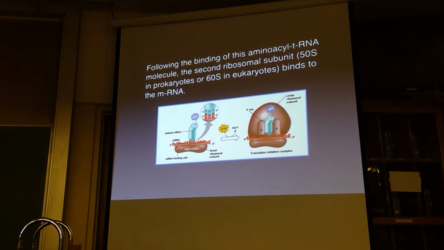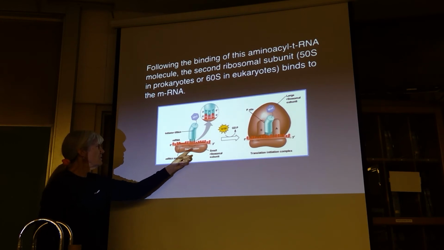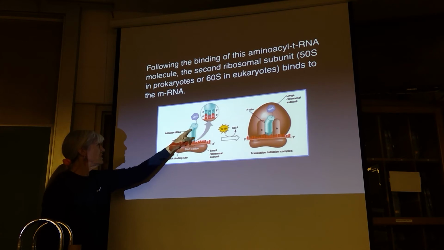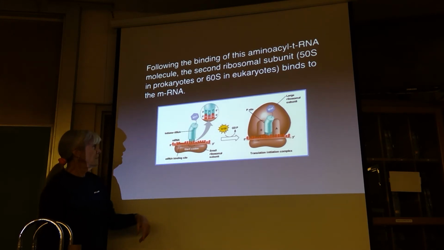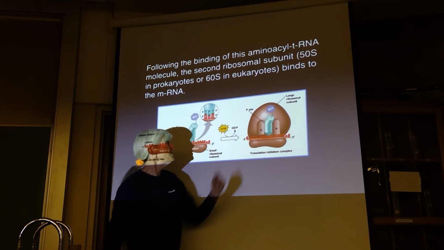This is showing the initiation. Here's the small ribosomal subunit. This is the messenger RNA. The small ribosomal subunit has the 16S. And then this is the transfer RNA carrying the methionine. And then the second ribosomal subunit binds, and the methionine is sticking up there.